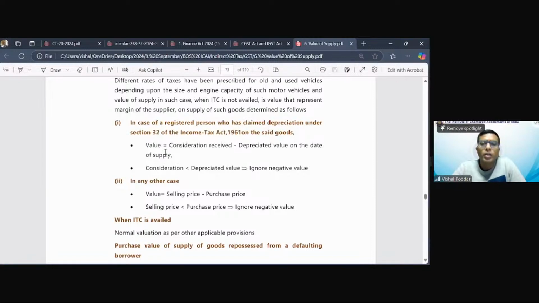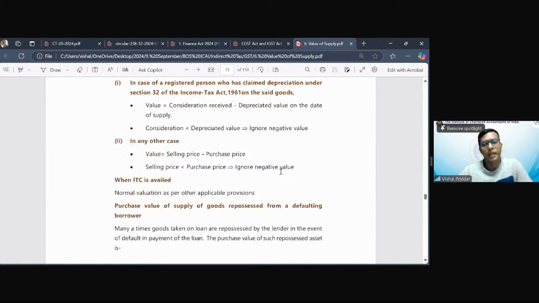So where I have used the car for my own purpose, in that particular case, the value will be sale price minus the WDV in my books. And this WDV is the WDV as per Income Tax Act, what we do in PGBP. Now, whatever is the difference, positive difference is my value. If let us say the difference is negative, I don't have to pay any tax.